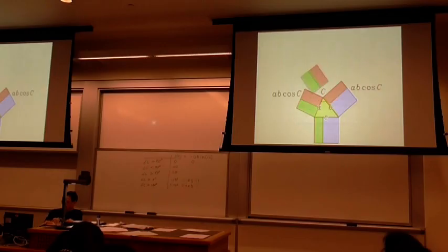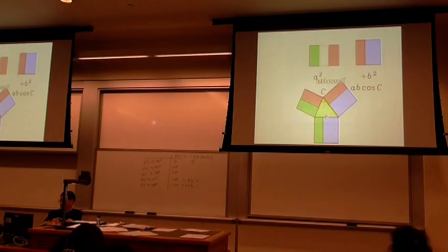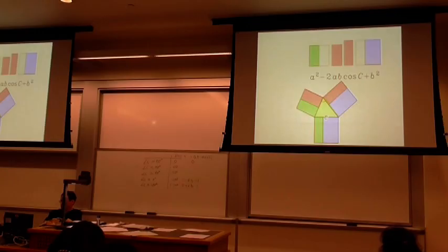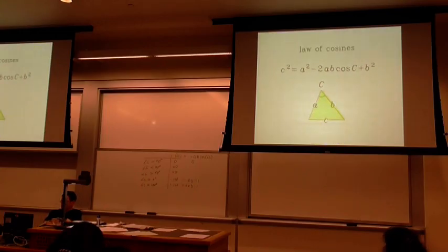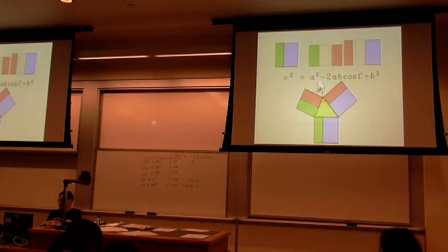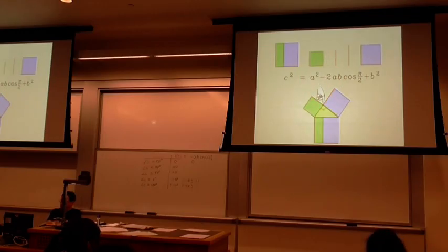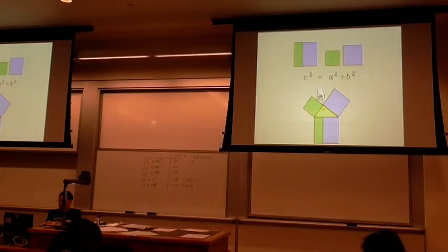So we have found that A squared plus B squared minus two rectangles of area AB cosine C is equal to C squared. We discovered the law of cosines. It says the square of one side of the triangle is equal to the sum of the squares of the other two sides minus twice their product times the cosine of the angle. We proved this when the angle is smaller than a right angle. When it's equal to a right angle, the law of cosines becomes our old friend, the Pythagorean theorem.